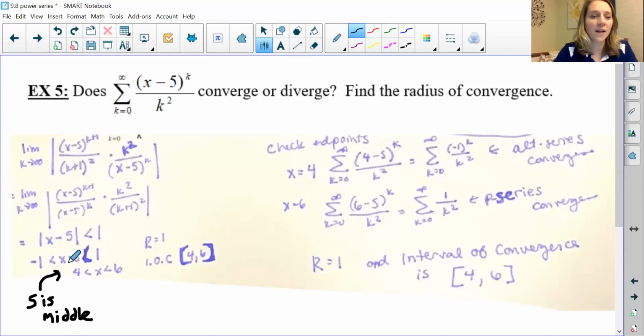Okay, so then what's that going to be? We're going to add 5 and add 5, and so we get between 4 and 6. So we have to check the endpoints.